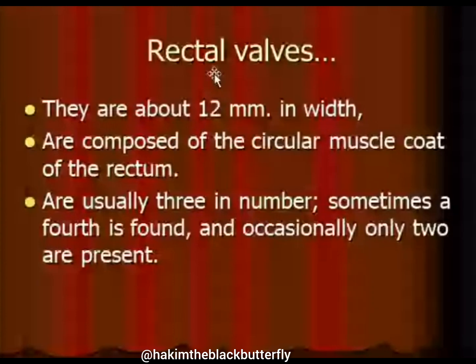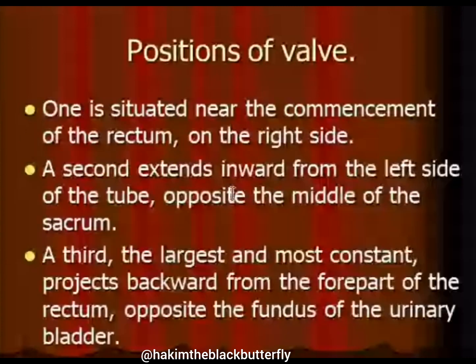The rectal valves are on average 12 millimeters in width. And on the inside, they contain a core of circular muscle lined by mucosa. They are usually 3, and we are going to see where they are located. The upper one protrudes from the right. The middle one protrudes from the left.